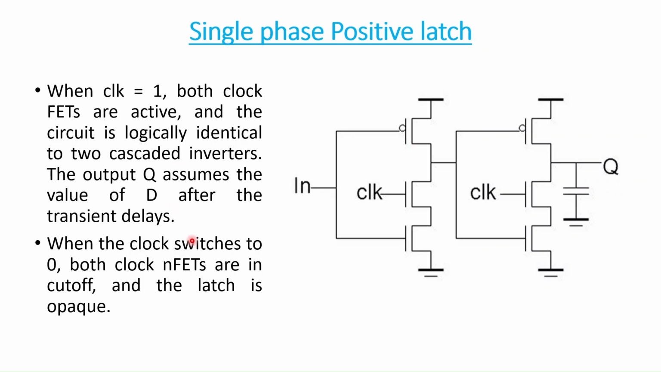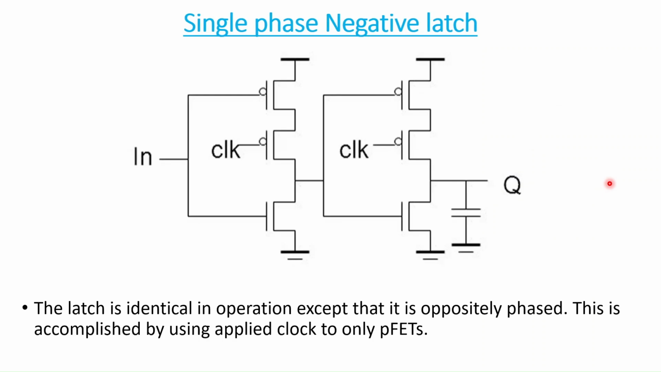But when the clock switches to 0, this NMOS FET will be off and this NMOS FET will also be off. So this will be opaque, meaning whatever the change in input, it will not be reflected at the output. That is called opaque. This is a single phase negative latch, where the only difference is that the clock signal is applied to the PMOS FET.